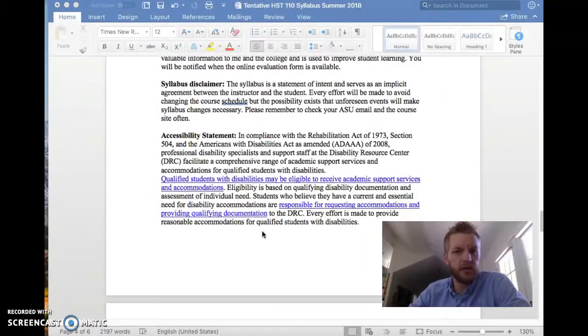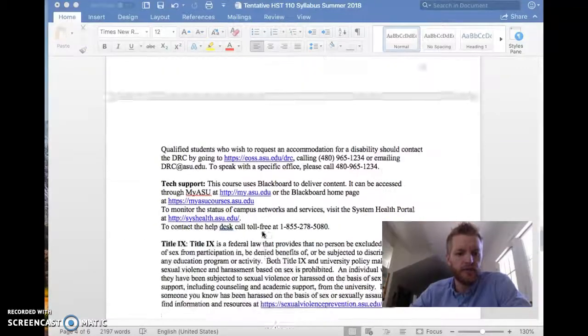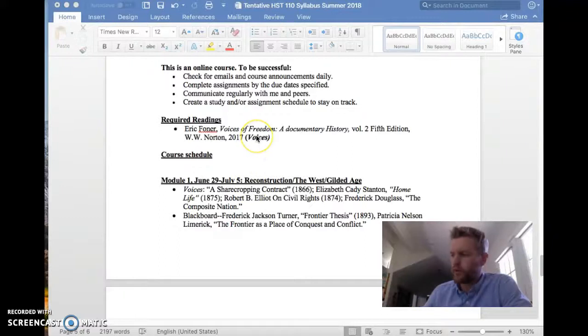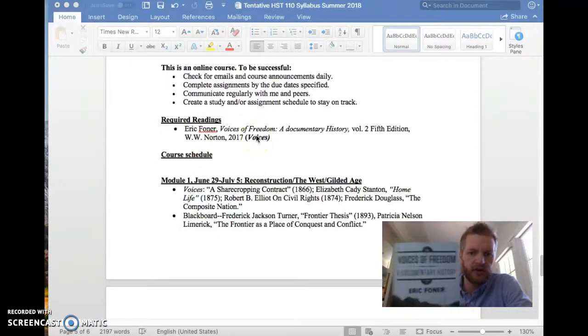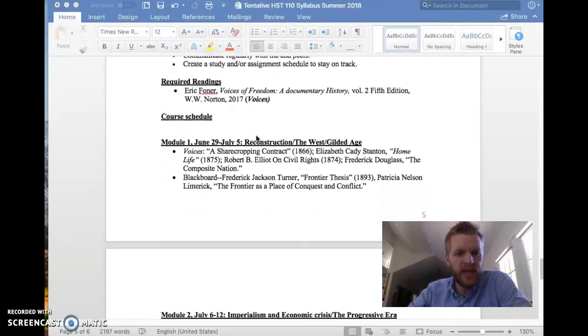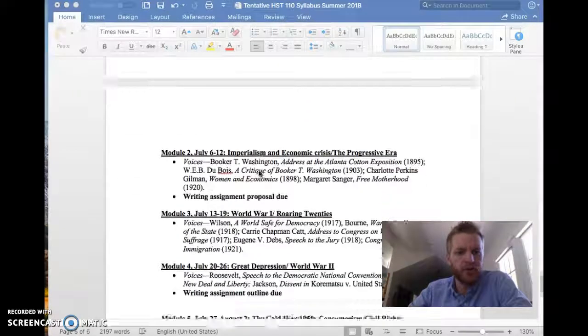Please go through it, though. Make sure you know what it is. And then we have our book. Required reading is this, Voices of Freedom by Eric Foner. The bookstore should have it. And then the course schedule.